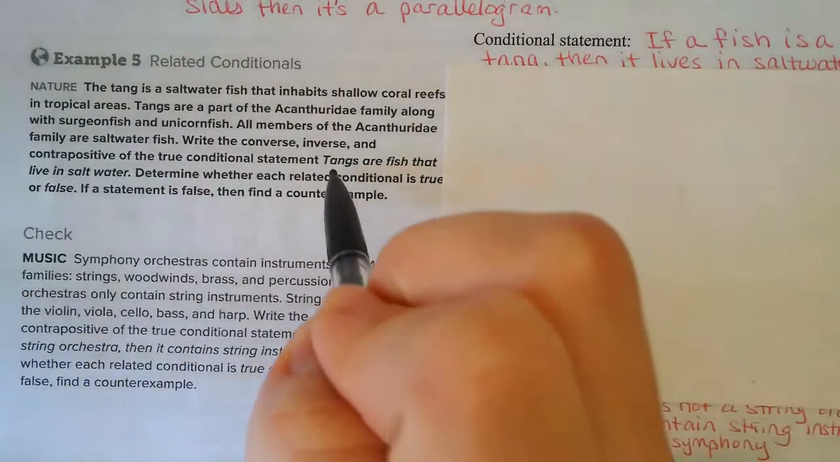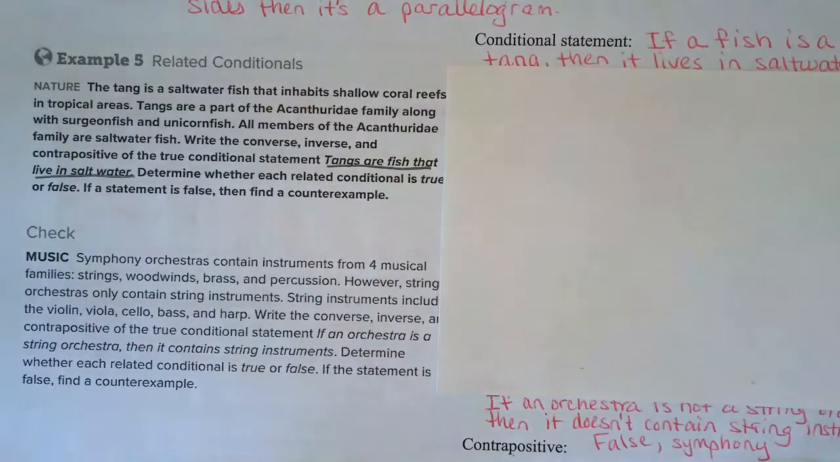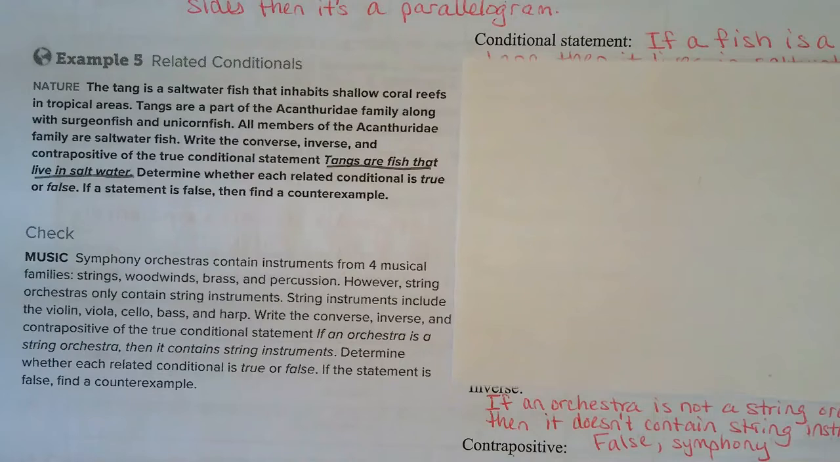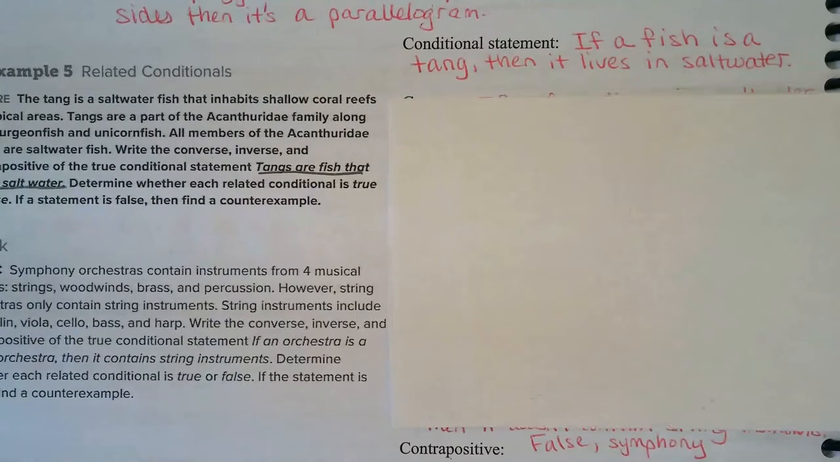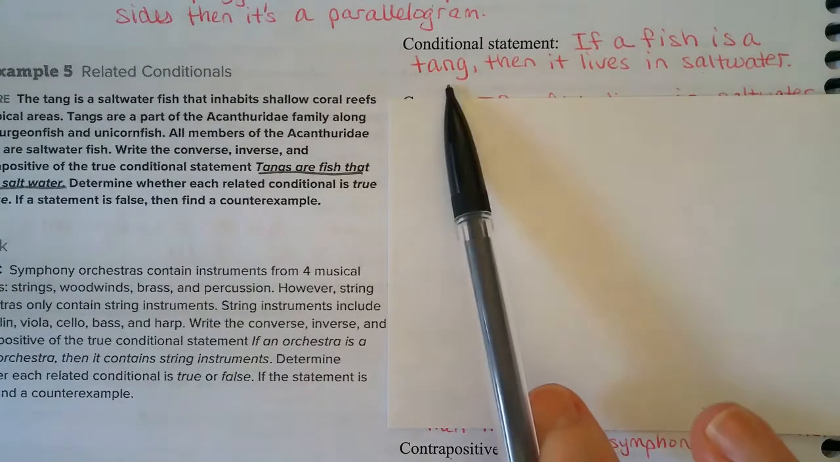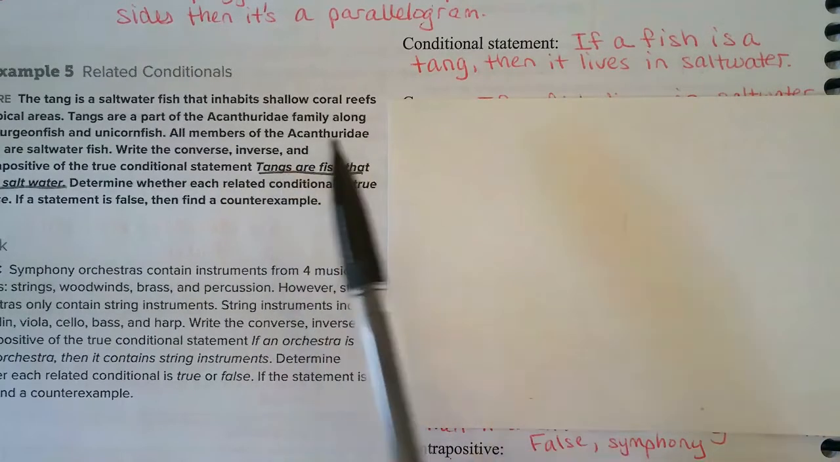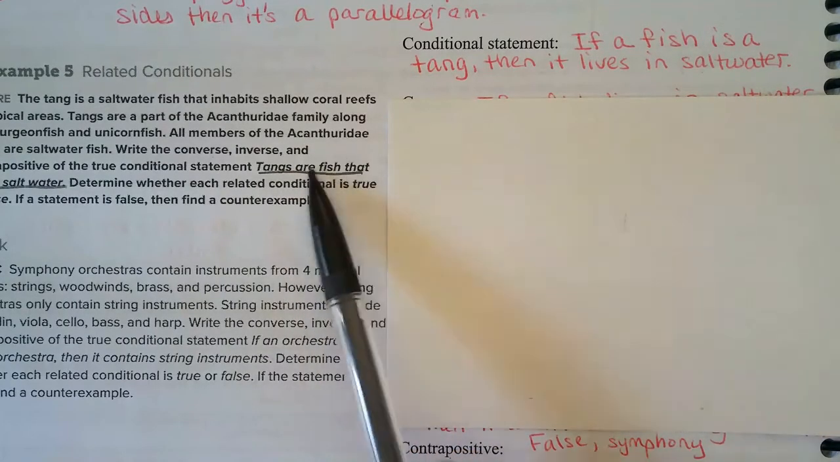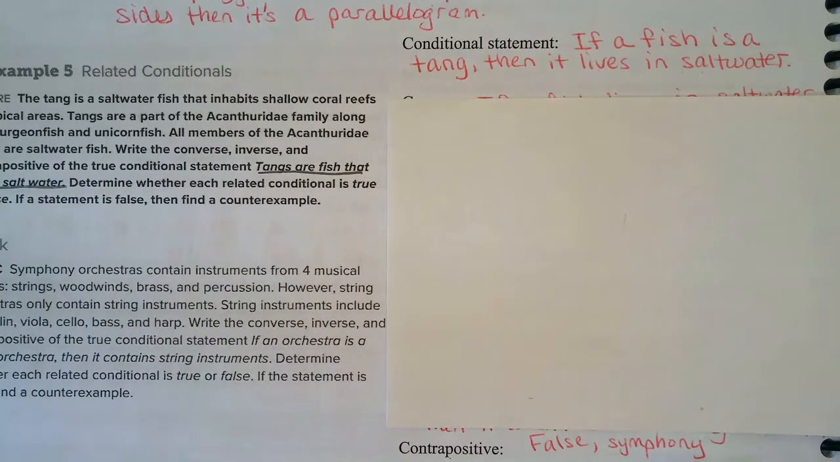Tangs are fish that live in water. So here is my statement. Determine if it is true or false, and if it's false, provide a counterexample. So the first thing is write it as a conditional statement. So that means it's an if-then form. So I would write, if a fish is a tang, then it lives in salt water. So tangs are fish is going to be my hypothesis. Conclusion, they live in salt water.